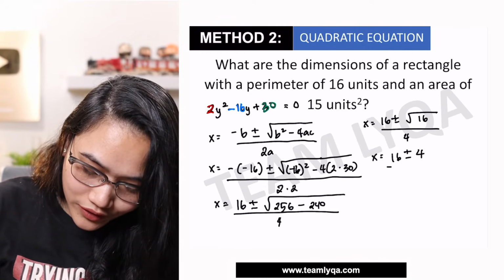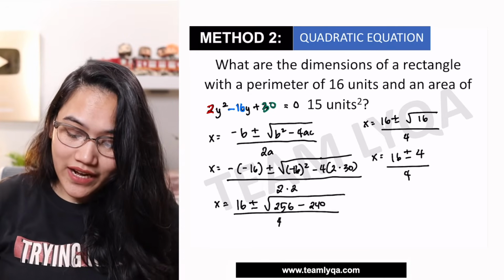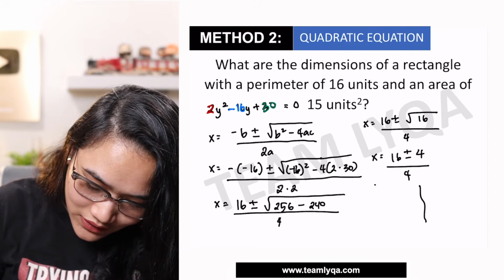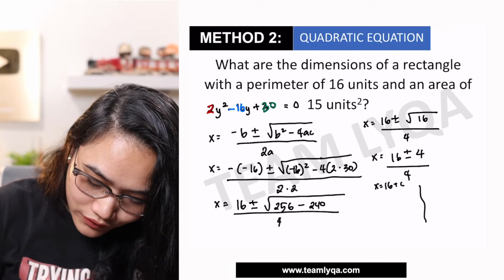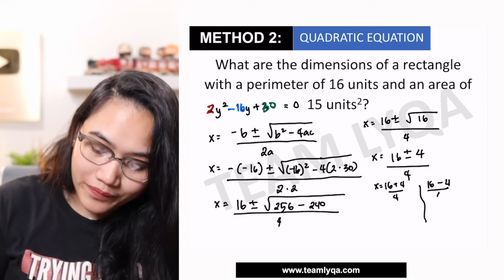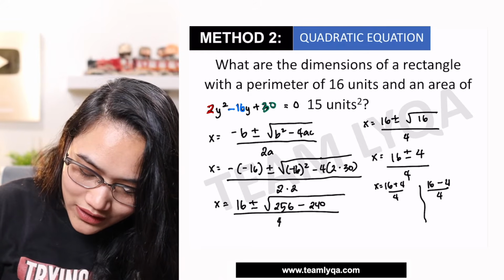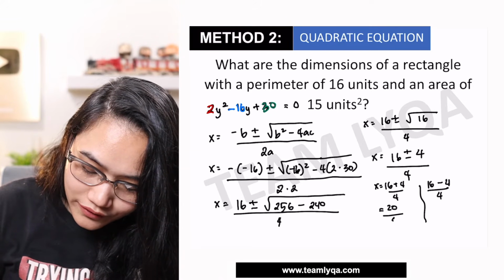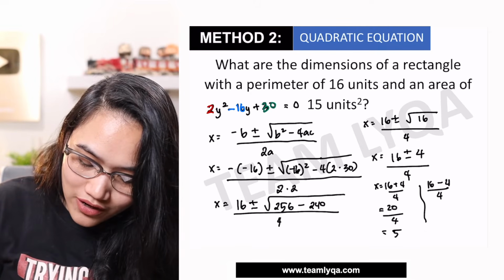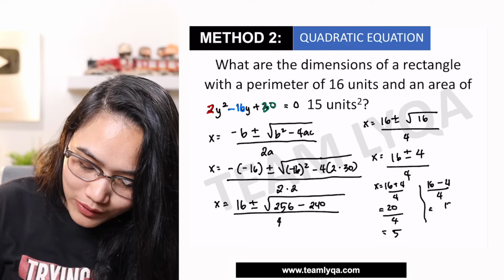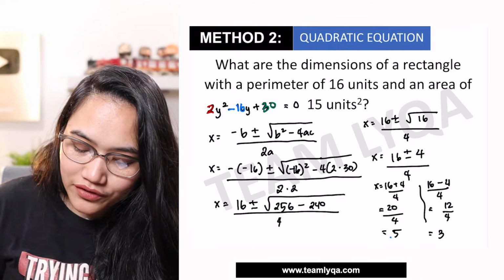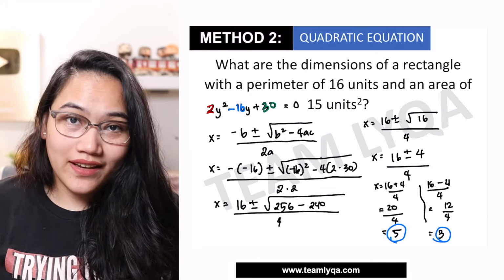All over 4. Now, at this point, maghihiwalay na tayo ng dalawang isosolve natin. You have the plus, so that would be x is equal to 16 plus 4 over 4 and 16 minus 4 over 4. So, dito sa left side, that would be 20 over 4 or 5. Sounds familiar? And then here you have 16 minus 4 or 12 over 4, which is going to be 3. So as you can see, ang nakuha natin ay 5 and 3. Same dun sa nakuha natin kanina.